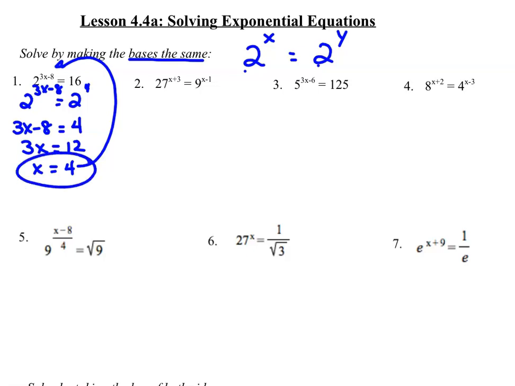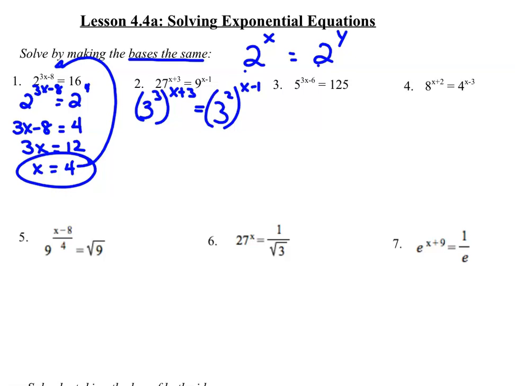All right, looking at the second example, we have 27 to the x plus 3 equaling 9 to the x minus 1. In this case, we're going to have to convert both sides because 9 and 27 both have a common base of 3. So 27 is 3 cubed. So 27 to the x plus 3 would be the same as 3 cubed to the x plus 3. 9 is the same as 3 squared. So we're going to have 3 squared to the x minus 1.